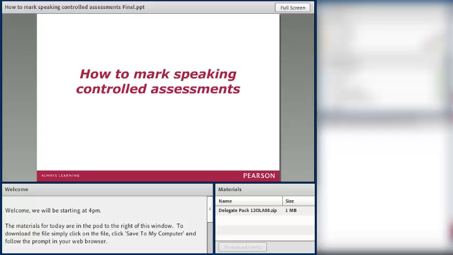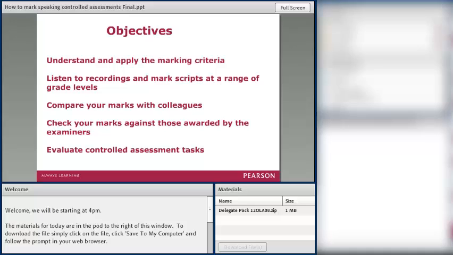And some people I've already met, both virtually and in the flesh, as it were, and for those that I haven't, well, hi. So today then we're going to focus on exactly what it says about how to mark the speaking controlled assessments, and our objectives really for today are to get to grips with, or to understand and apply, the marking criteria.